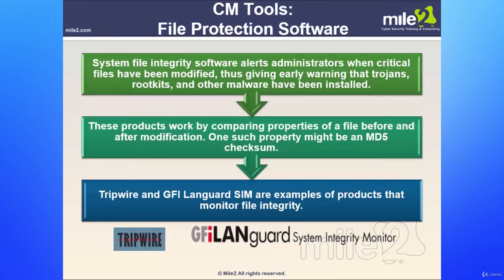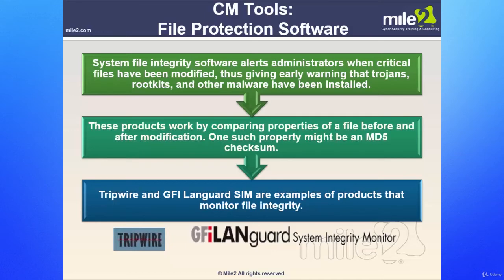File system integrity alerts administrators when critical files have been modified, thus giving early warnings that Trojans, rootkits, and other malware have been installed. These products work by comparing properties of a file before and after modification. One of those properties could be an MD5 checksum, your message digest 5 checksum, which is 128-bit. Some say it's 48 characters as well, which may be an indicator. Tripwire and GFI LanGuard SIM are also examples of products that monitor file integrity.